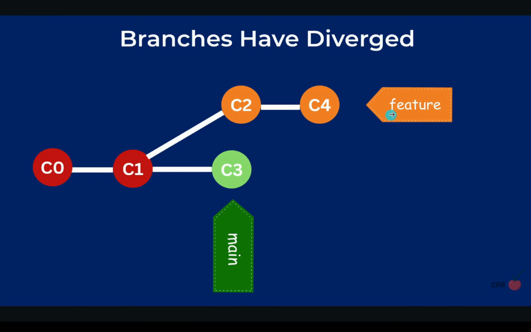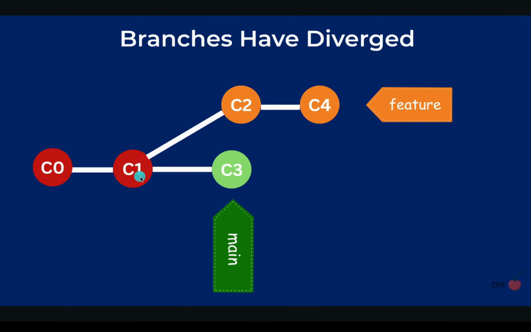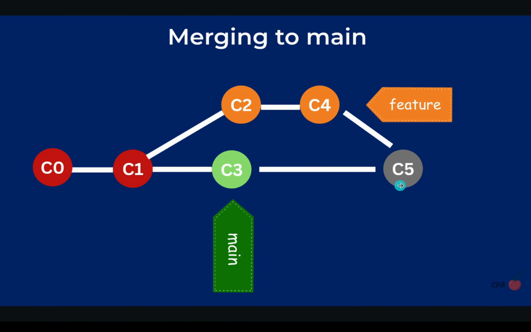So while we were working on the feature branch, the main branch got a new commit C3. In this case, we would say the two branches have diverged from the C1 commit. Now what we want is to merge our changes from the feature branch back to the main branch and basically create this C5 merge commit.